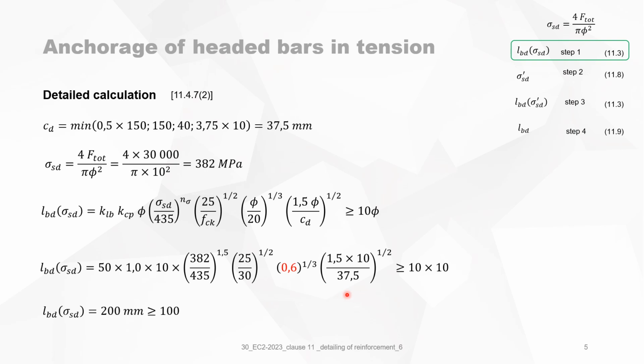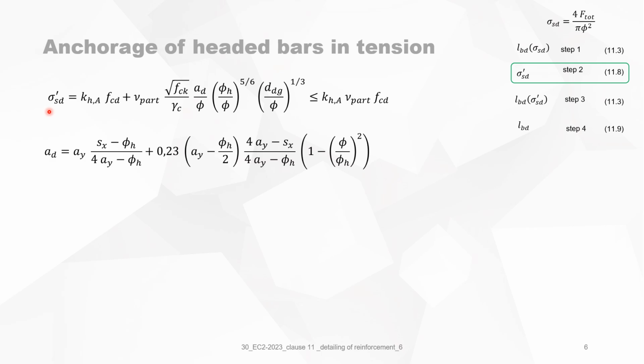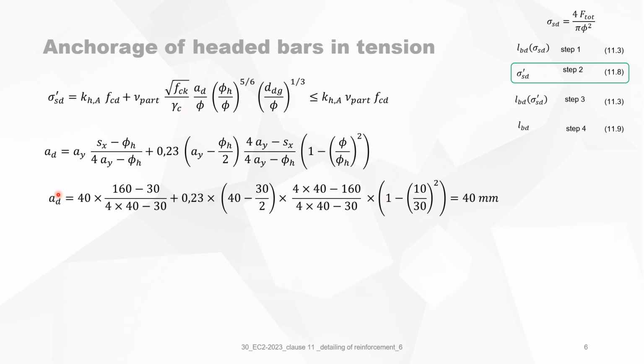Then we see that the needed anchorage length for sigma SD is 200 millimeters, which must be bigger than 100. So okay. Now we calculate sigma accent SD, which is at the head of the headed bar. We've seen this formula. To use this formula, you need AD, because we have rebars anchored in a row. So we use this formula. Then it's just filling in all the different elements.